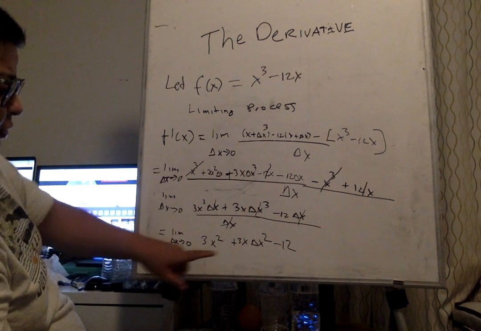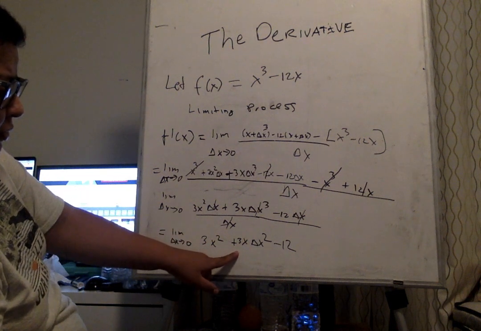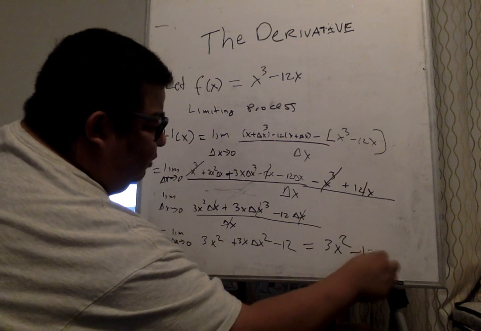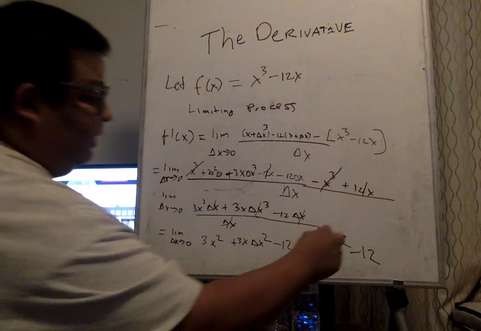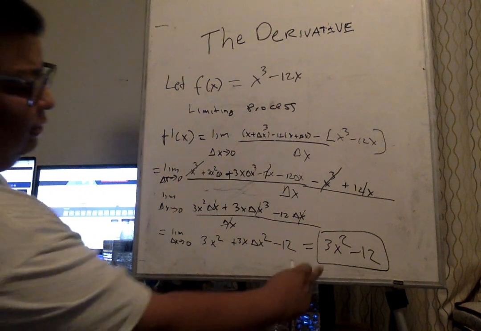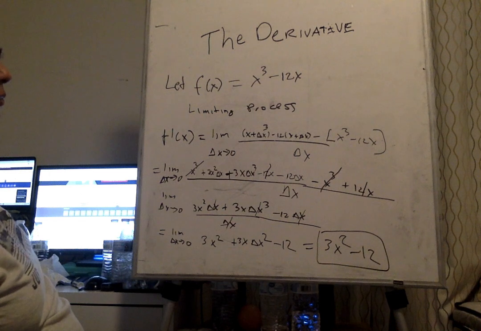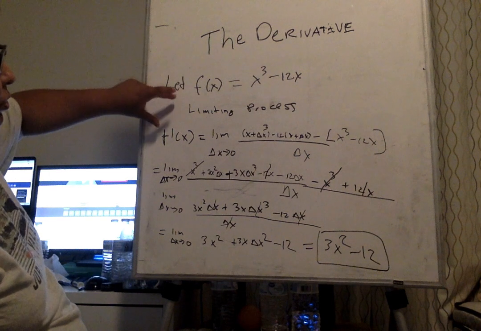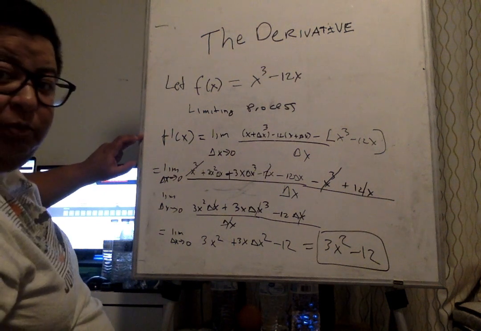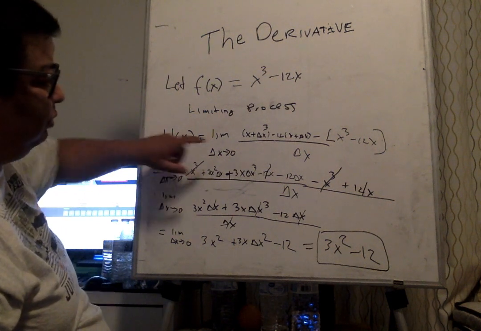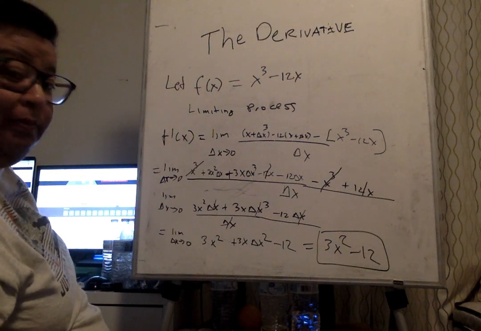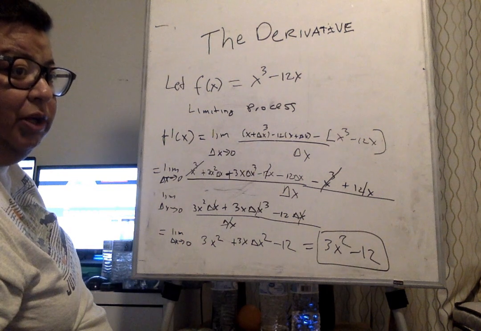Remember, delta x approaches 0, so that means if we plug in 0 here, these terms cancel out, and all we're left with is 3x squared minus 12. And that's the limit, that's the derivative, so f prime of x is 3x squared minus 12. That's our answer. Notice this is called the limiting process. We find the derivative function by doing this sort of process.